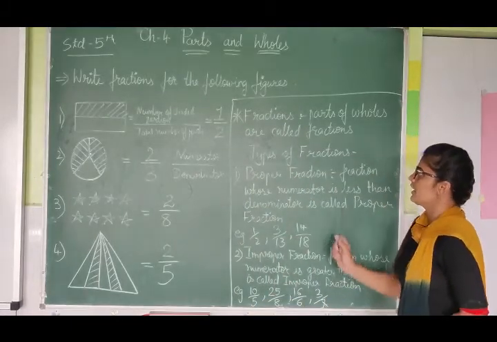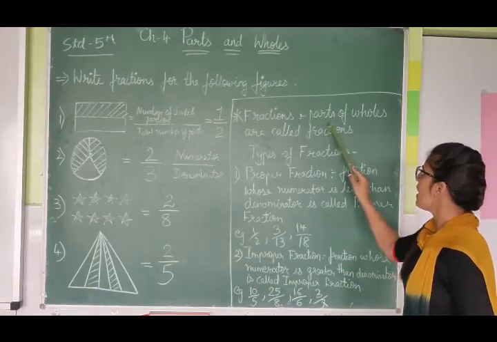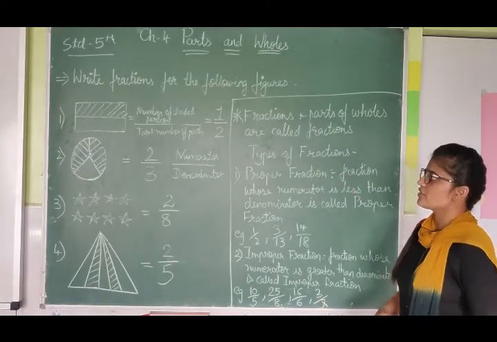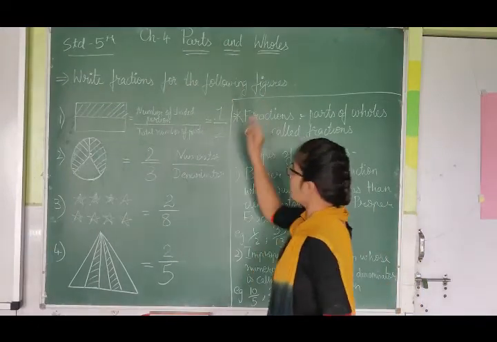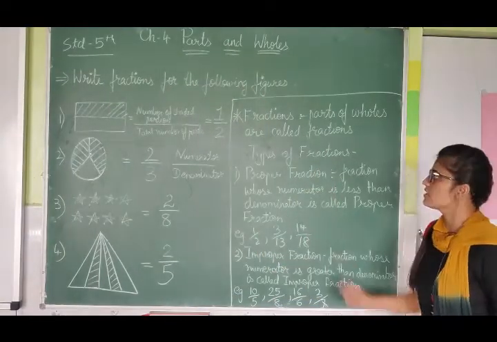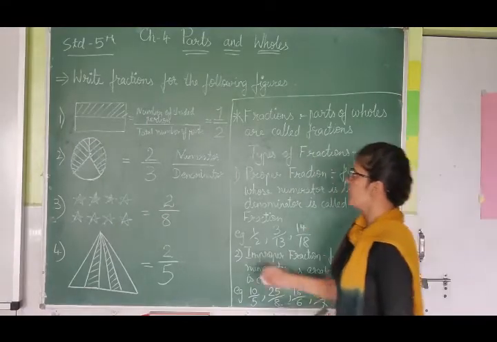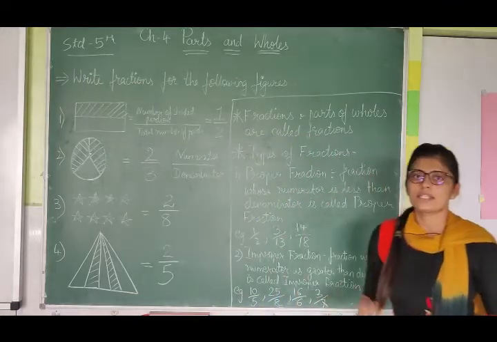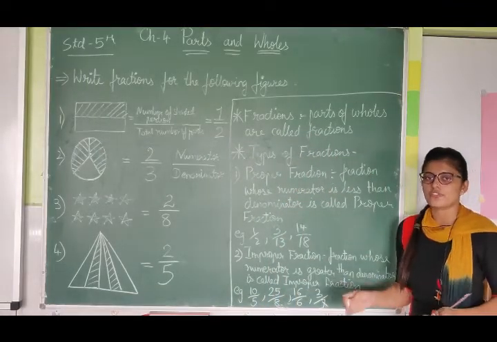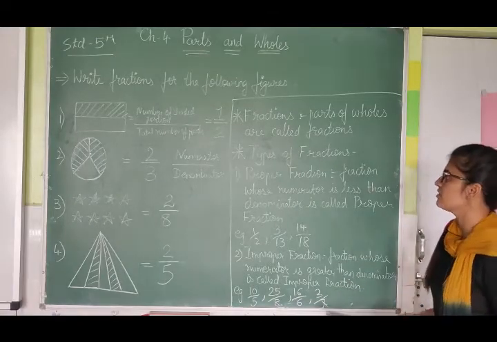Now some important things. What is a fraction? We will see the definition: parts of wholes are called fractions. So the title of this chapter is parts and wholes. The combination of parts and wholes is called a fraction. Now we will learn about types of fractions. There are types of fractions: proper, improper, simple fraction, mixed fraction, like fractions, unlike fractions. 4 to 5 parts are there. Let us see the first two.